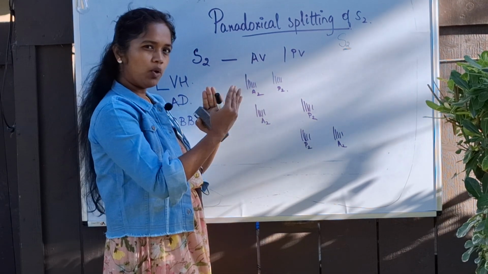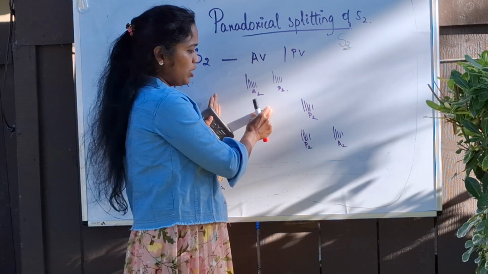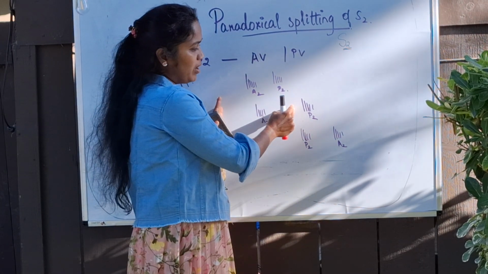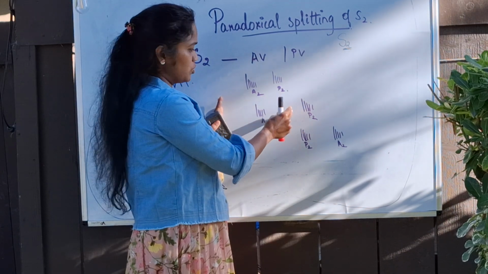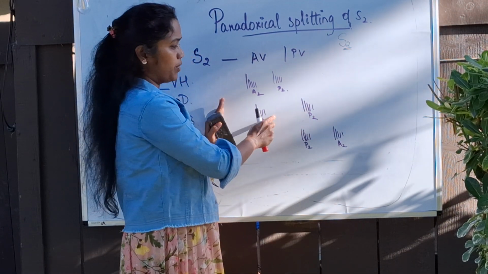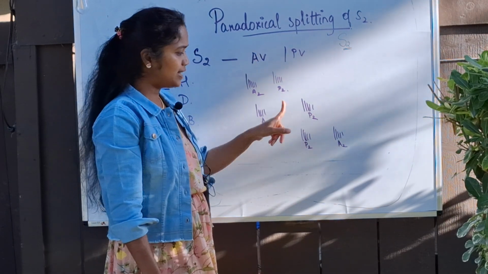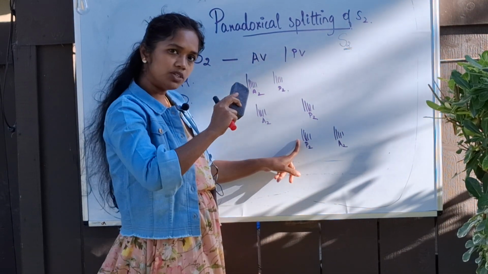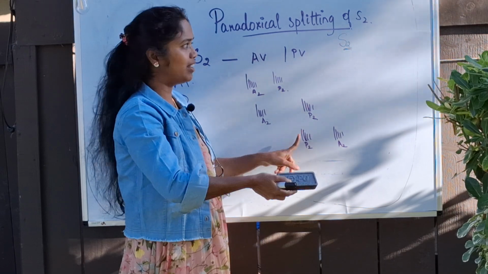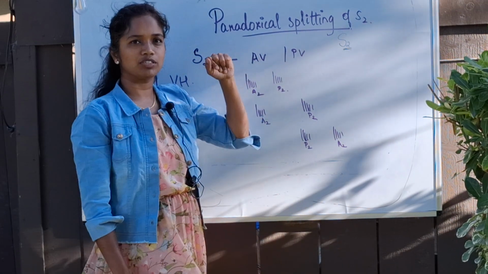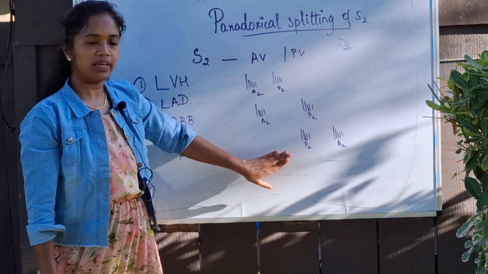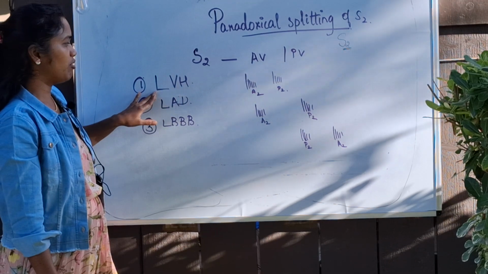So what do you mean by a wide splitting? When the aortic valve closes and the pulmonary valve takes even longer to close, that is known as the wide splitting. But here we are talking about a paradoxical splitting. In that case, the pulmonary valve closes first, followed by the aortic valve, and that is known as the paradoxical splitting. So why does this happen? This happens in left ventricular hypertrophy.